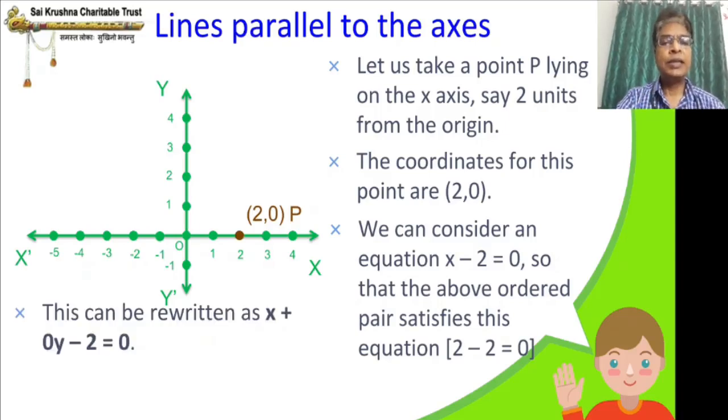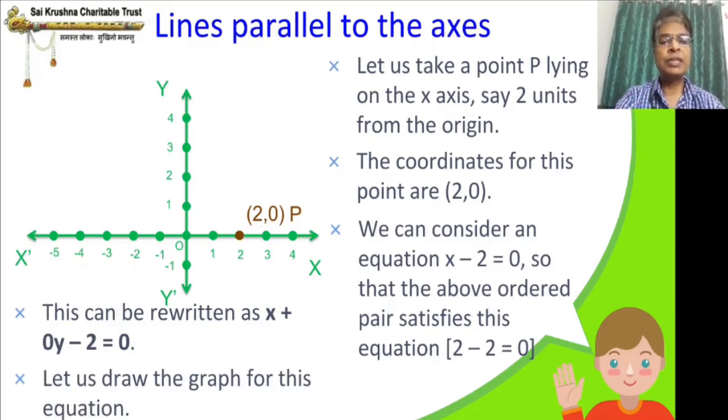This can be rewritten as x plus 0y minus 2 equal to 0. We will know why we have taken this when we go to the next page. Let us draw the graph for this equation. The steps are on the next page, or maybe detailed steps may not be there, but whatever the steps are, I will tell them. Now how many steps are over?